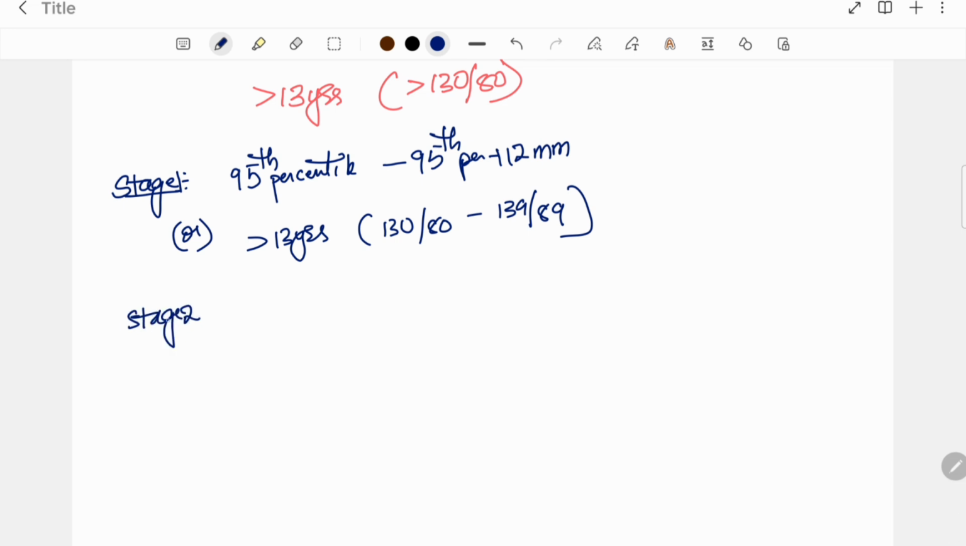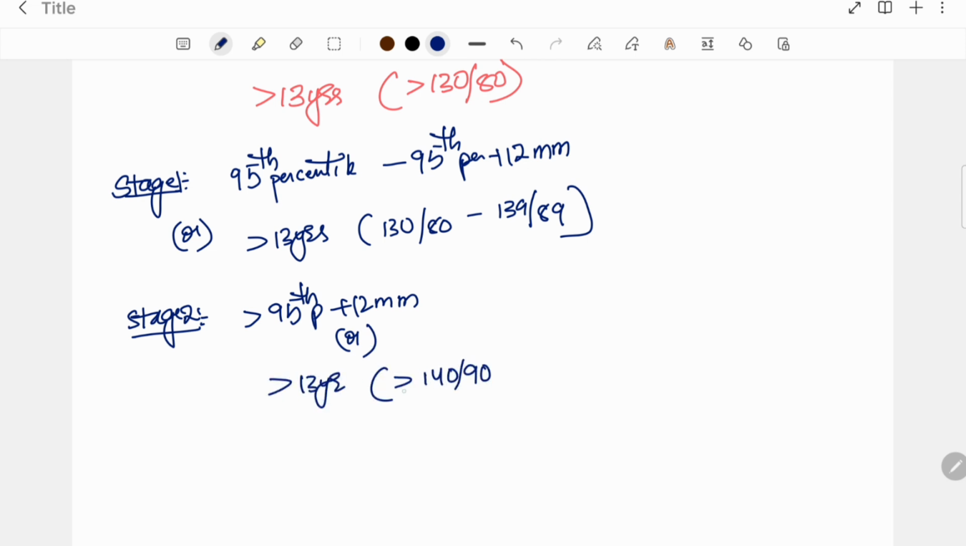Stage 2 hypertension is defined as blood pressure more than the 95th percentile plus 12 mmHg, or in children above 13 years old, blood pressure greater than or equal to 140 by 90 mmHg. It is termed as stage 2 hypertension.